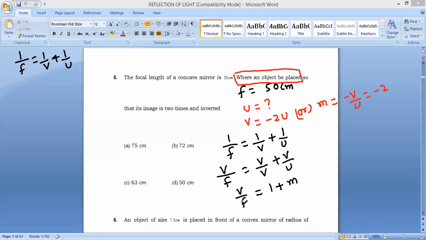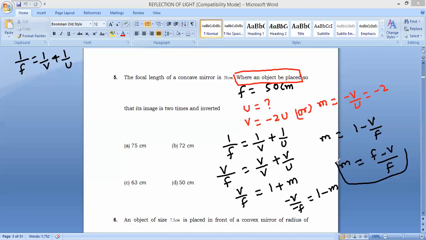Here, for the concave mirror, both image distance and object distance are negative, so the negatives cancel. Minus v by minus f is equal to 1 minus m. So m is equal to 1 minus v by f, that is nothing but f minus v by f, right? This is the formula for focal length, magnification, and image distance.